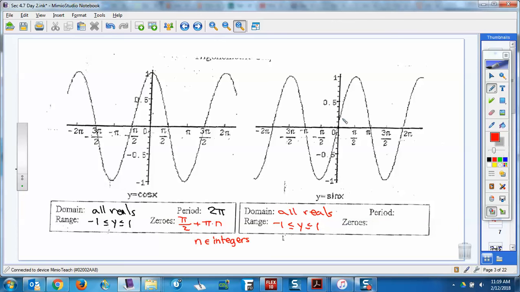Okay, again, where are the zeros? They're at 0, pi, 2 pi, so they're every pi times n. So pi times 0 would be at 0. Now it's x equals, I should say, right? x equals pi times n, so 1 pi, 2 pi, 3 pi, -1 pi, -2 pi, -3 pi. And I'm not going to make you write n as a member of the integers every time. Just make that assumption. Okay, period of course is 2 pi.